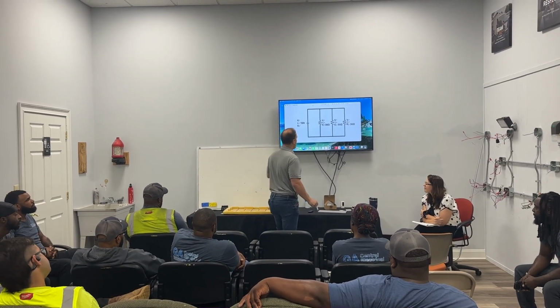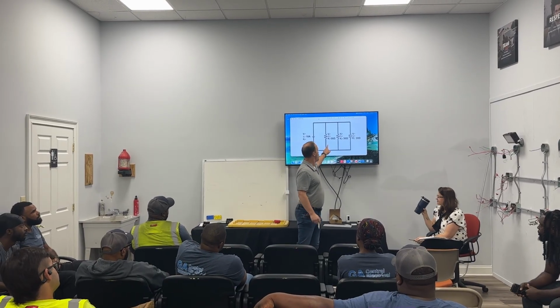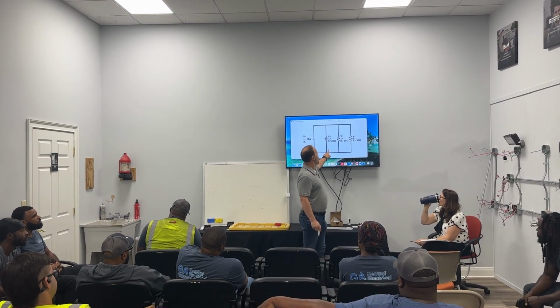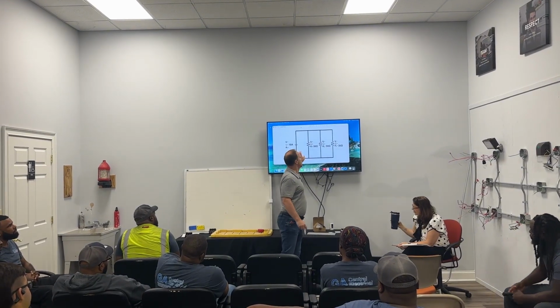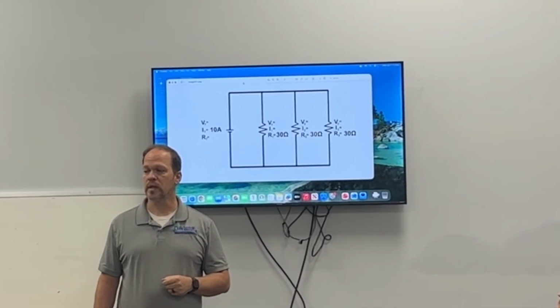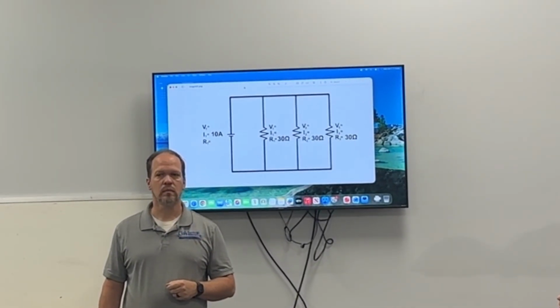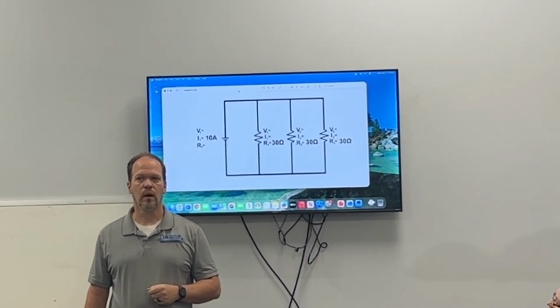All right, so when it comes to this resistance right here, I saw a question, and the question was something close to this. If you look at that right there, what would you say the total resistance of that circuit was? 90 ohms? 30 ohms. I think it's 30 ohms. 30 ohms? All right.